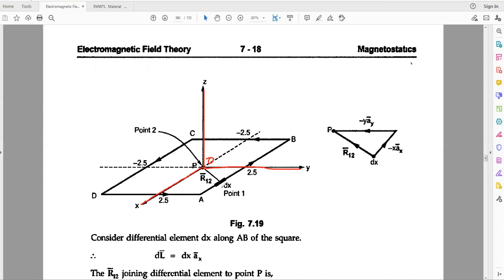Now you can assume a differential element dx on the ax bar coefficient on the line of ax. So dl bar is equal to dx into ax bar. Okay, and you can join from here a point 1 to the origin. The distance is r12 bar. So the origin is 0, 0, 0.